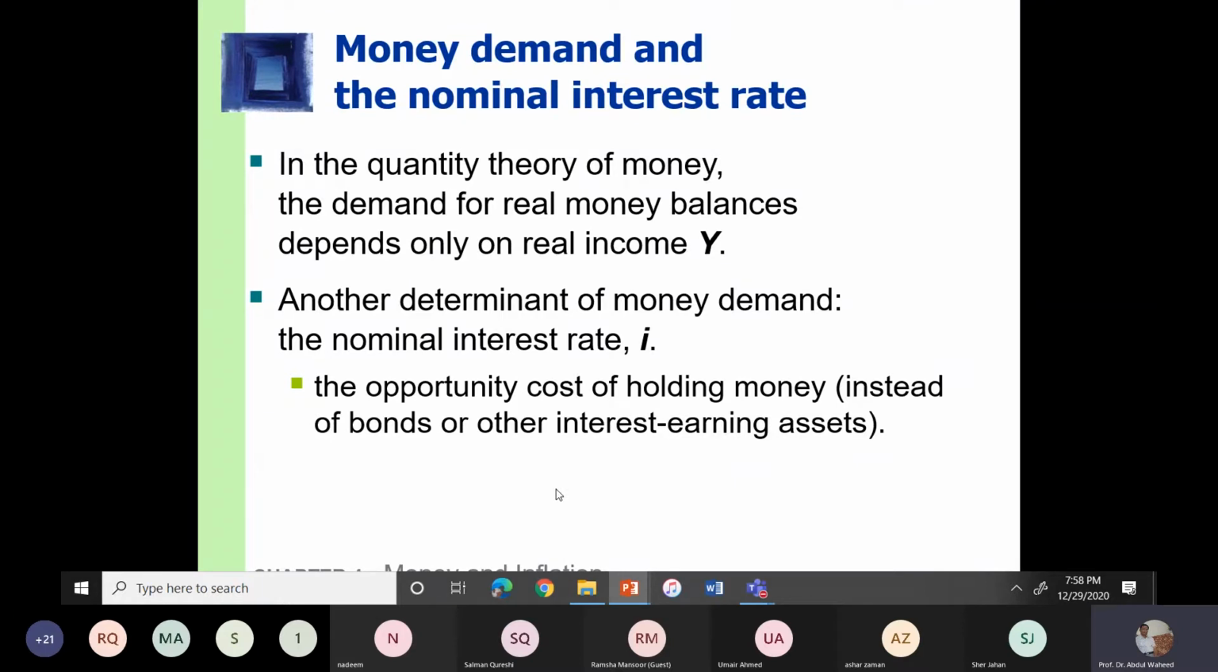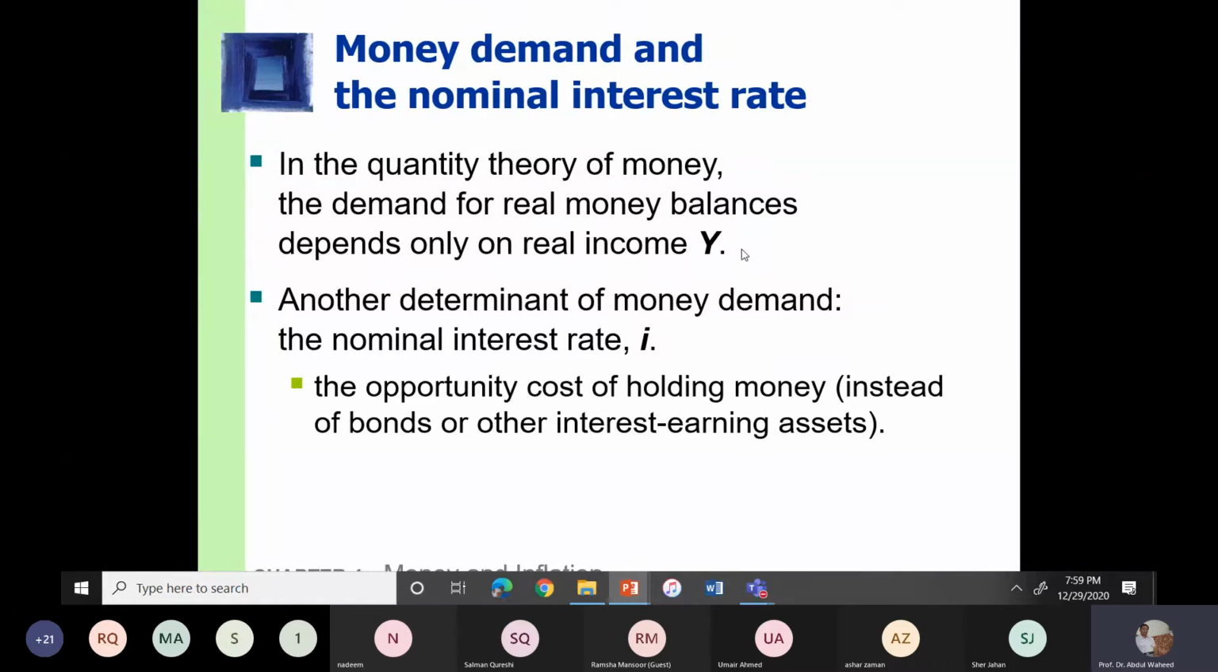So when the interest rate is increasing, it becomes more costly to hold cash, to hold money. So people will try to convert their cash into interest-bearing assets, and they will try to hold less money. But if the interest rate is low, then it is less costly to hold money, so people will hold more money. So there is a negative relationship between money demand and the nominal interest rate, and a positive relationship between money demand and real income.